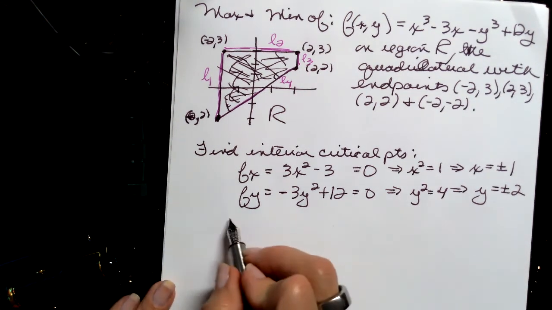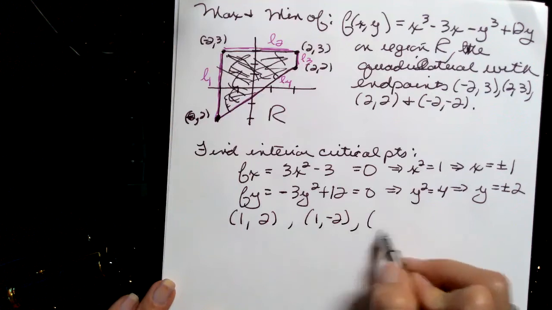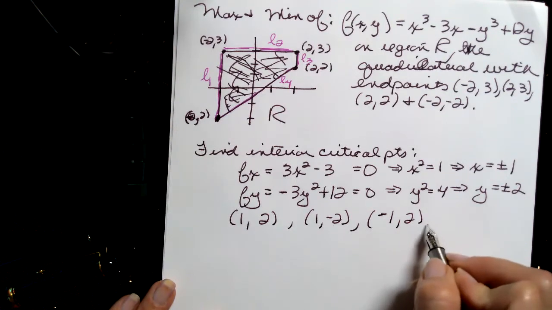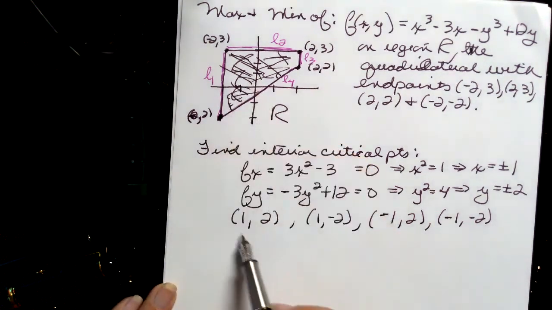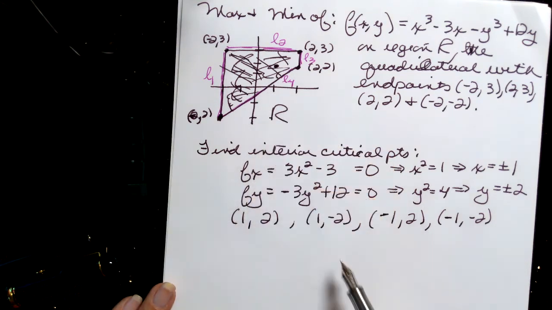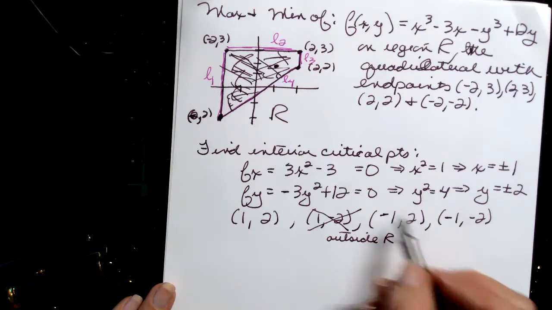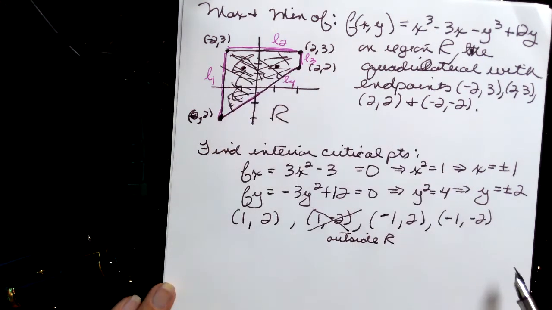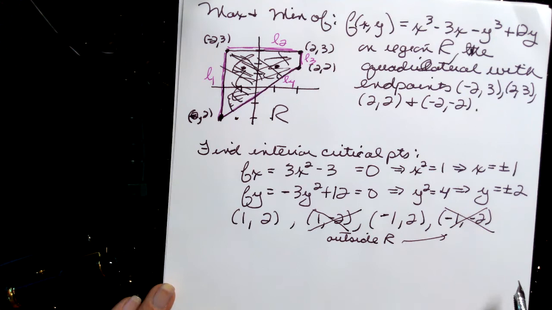So that means I get 4 points out of this. I get (1, 2), (1, -2), (-1, 2), and (-1, -2). But now when I look up here at my region, (1, 2) is about in here somewhere, so that's okay. But when I look at (1, -2), that would be down here, which is outside of R. So I don't use that one because it's outside R. And likewise, (-1, 2) is fine, it's up here somewhere. But (-1, -2) is down here outside the region. So it is also outside of R.